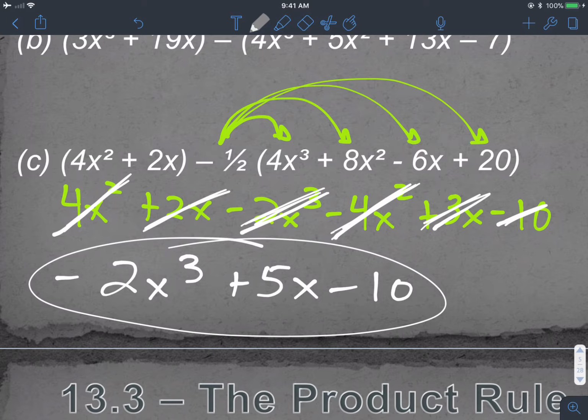So you did negative 1/2 times 4, right? Negative 1/2 times 4. And then times 8. Yep. And then times negative 6, times 20. Yeah. Distribute it to everything.